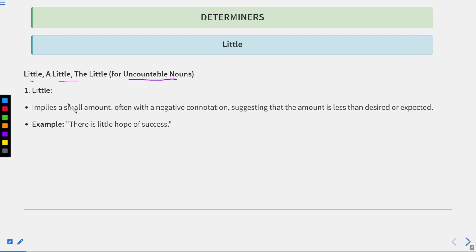Okay, so let us discuss these three concepts over here. Little implies a small amount, often with a negative connotation. Negative connotation, why so? Because whatever amount is there, it is just equivalent to zero.